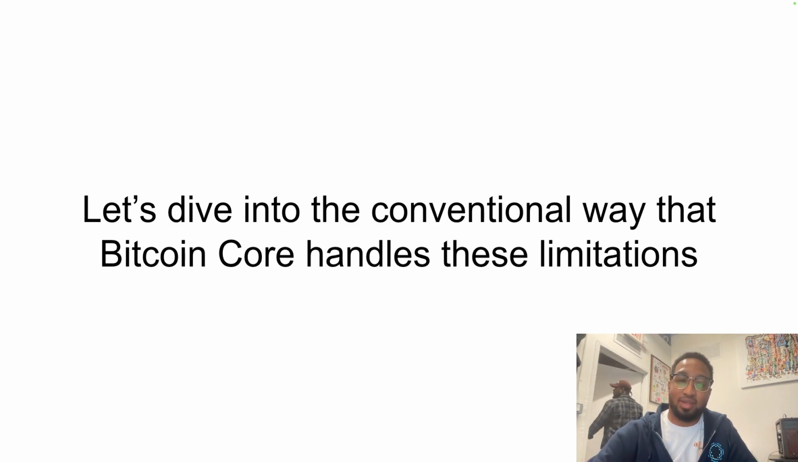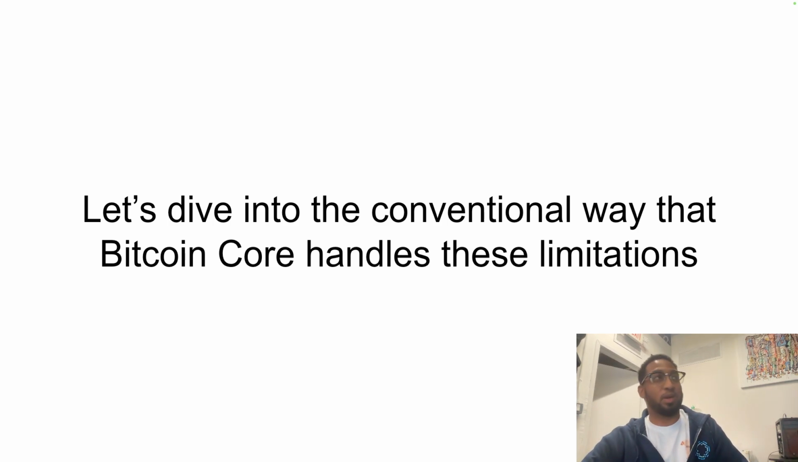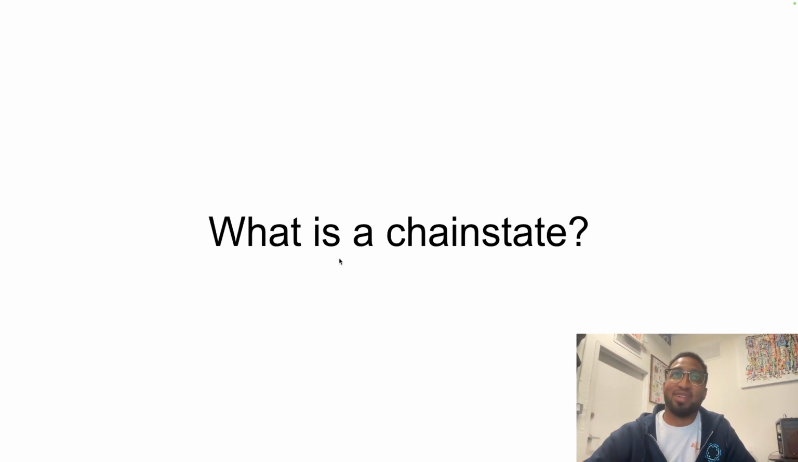So, let's dive into the conventional way that Bitcoin Core handles these limitations, which is having the whole history, the normal way. And what is a chain state? So this is the lead-in of how Bitcoin Core manages the UTXO set. And now we actually get to answer the question of what a chain state is. There's a description that was made as a comment in Bitcoin Core that I'll show you.